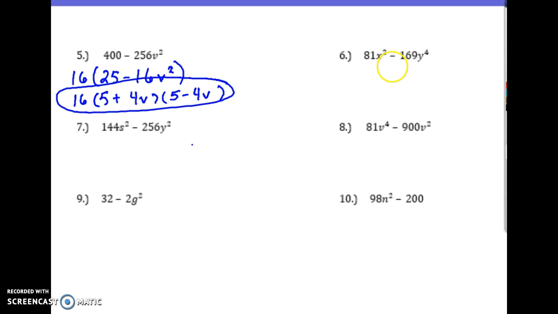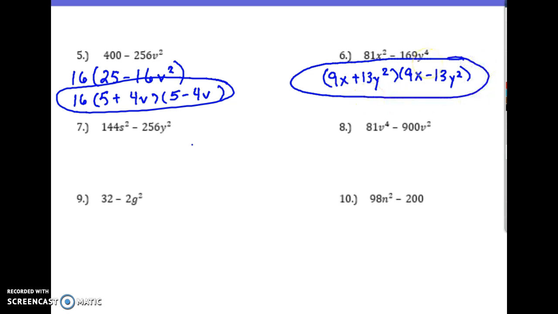Okay, for number 6, we've got a perfect square here, 81x squared. So we've got 81, so we've got 9x, and 9x gives us 81x squared. And 169, the square root is actually 13. So we're going to say plus 13y squared and minus 13y squared. Okay, and we didn't have any greatest common factors for that.